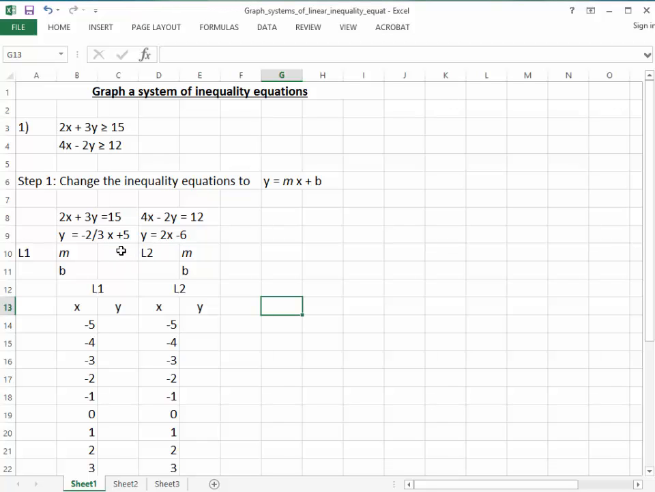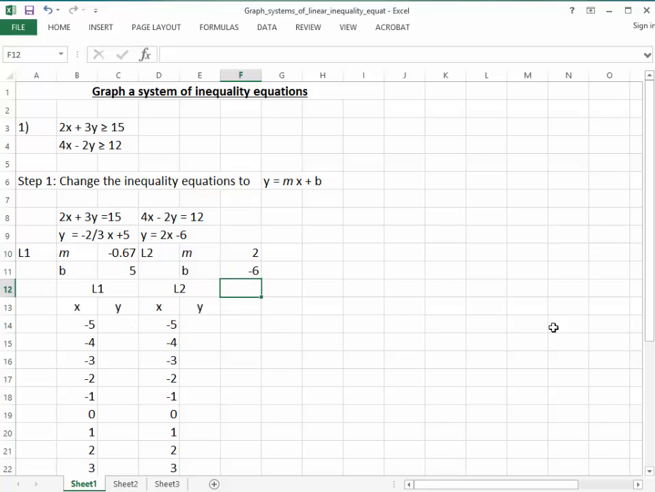Listing both the slope and the y-intercept for both lines. Since the slope is a fraction for the first equation, I'm going to write that as a decimal number. So we have the slope equal to negative 2 divided by 3, in decimal format. The y-intercept is a positive 5. For the second equation, the slope of the line is a positive 2, and the y-intercept is a negative 6.